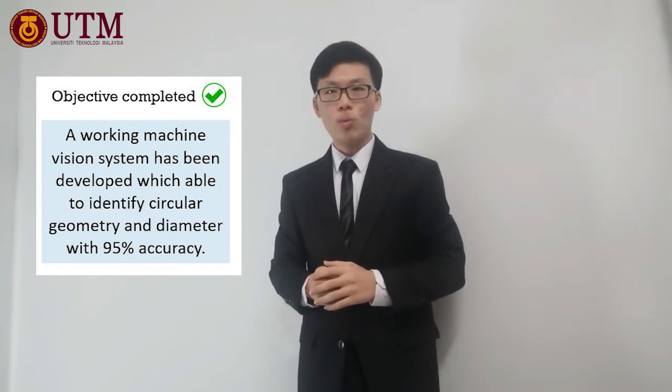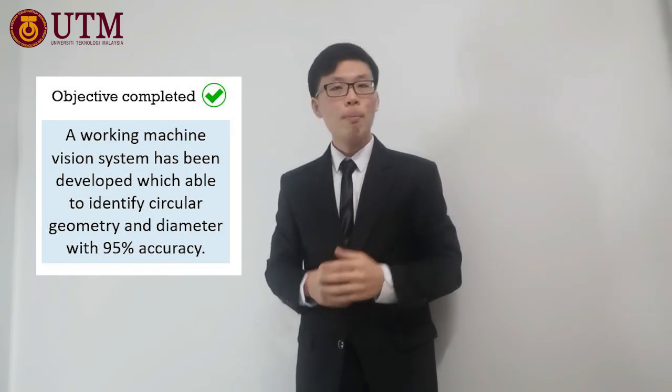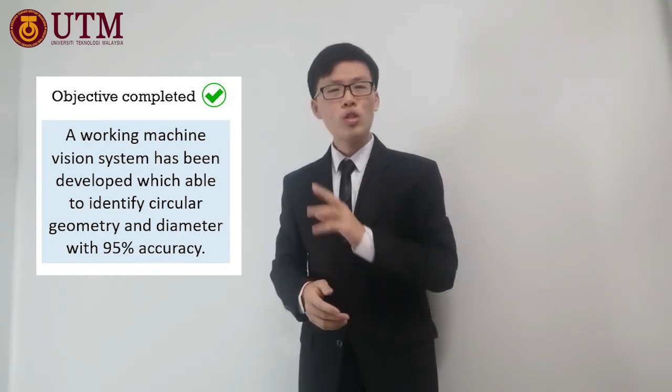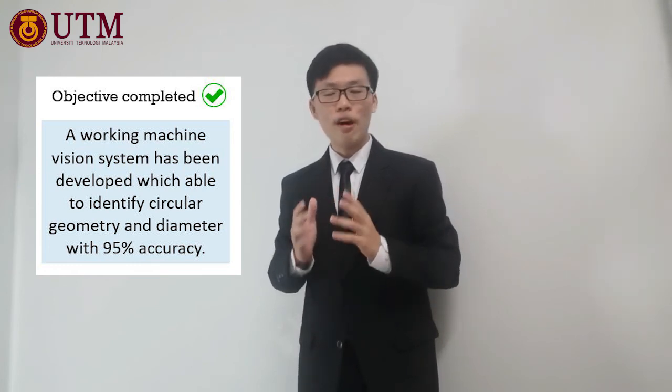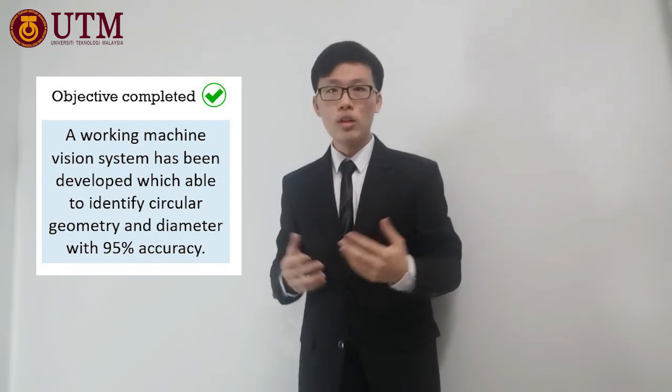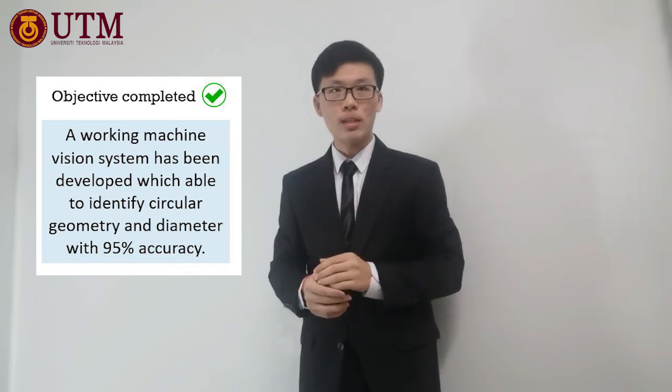Okay, so in the conclusion, the objective has been well achieved. A workable machine vision system was successfully established, and based on the inspection test, almost all inspection errors are less than 5%, which means that the accuracy of the system is around 95%.